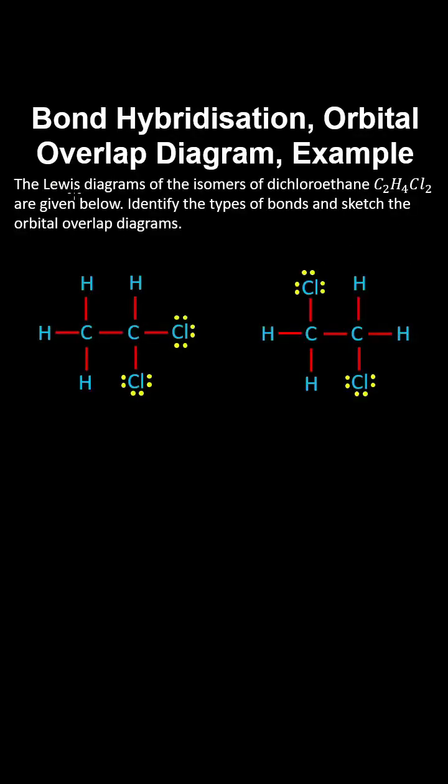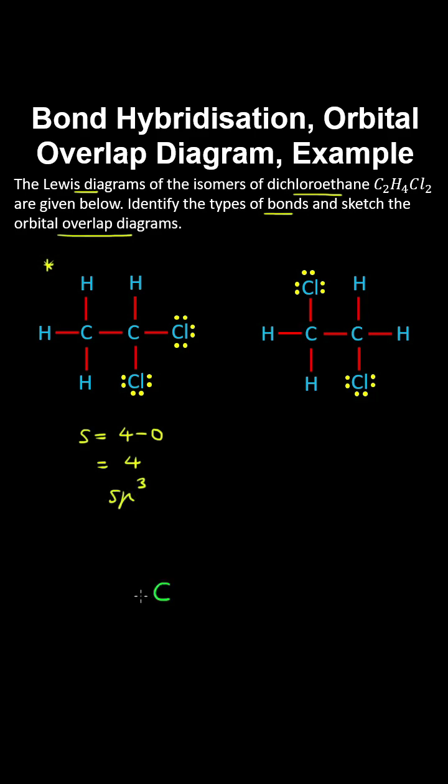The Lewis diagrams of the isomers of dichloroethane are given below. Identify the types of bonds and sketch the orbital overlap diagrams. For the left isomer, you can see that there are single bonds all around the carbons. Calculating the steric number for each carbon, we have 4 sigma bonds plus 0 lone pairs, which is 4, so the carbons are sp3 hybridized.